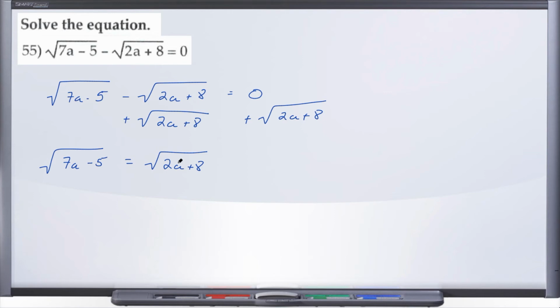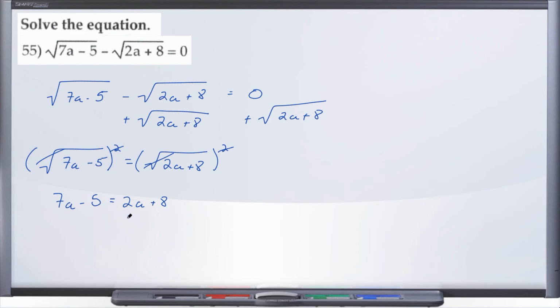And now we have a radical on each side, and now we can go ahead and square both sides of our equation. And by virtue of squaring both sides of our equation, these radical signs are going to eliminate, aren't they? And so we're going to end up with, on the left, 7a minus 5 equals now 2a plus 8. The radicals just go away, and whatever was originally under the radical just comes out free and clear.